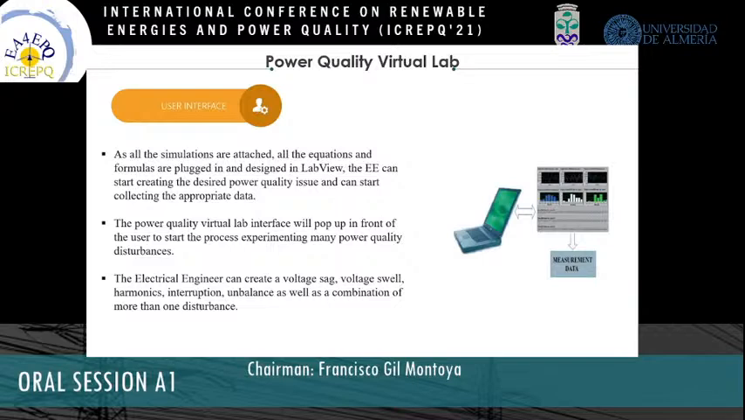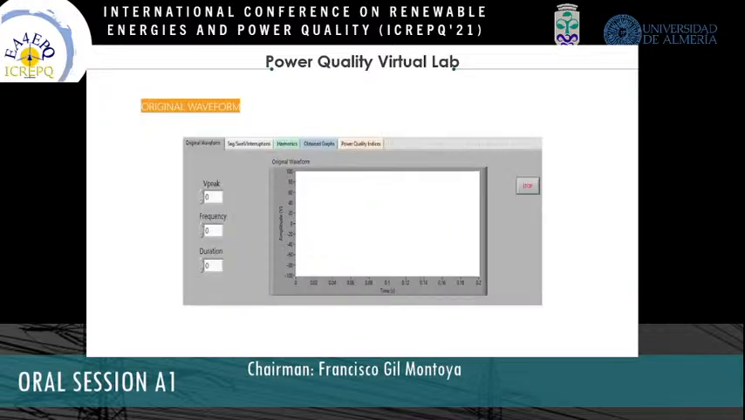So now, as we have all this information, the simulations all attached, and the equations and formulas all plugged in and designed, what would the electrical engineer see? This is exactly what they will see. The Power Quality Virtual Lab interface will pop up in front of the user to start experimenting with many power quality disturbances. The electrical engineer can create a voltage sag, a voltage swell, harmonics, interruption, unbalance, and also a combination of more than one disturbance.